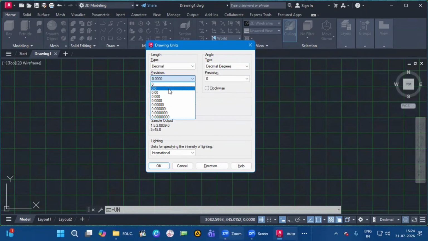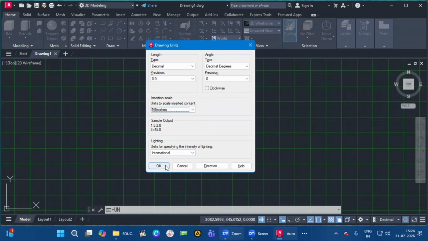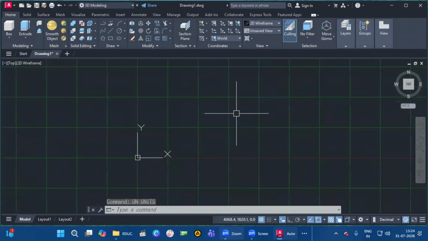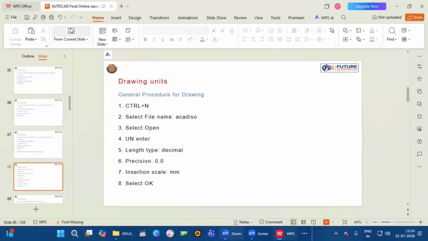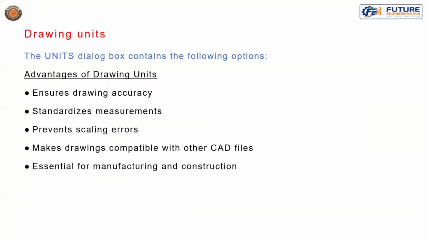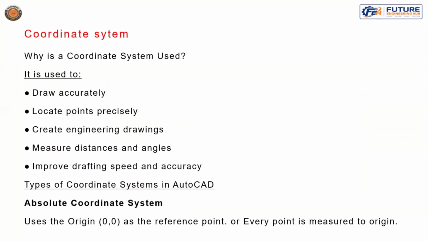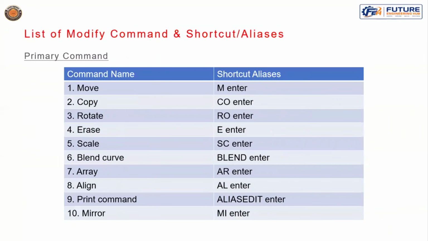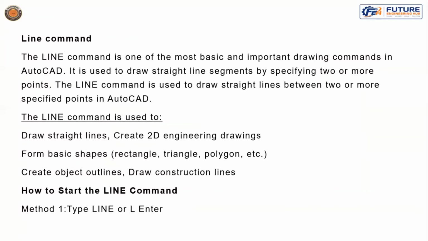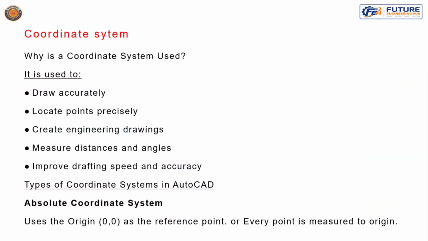Precision 0.0. Unit scale, millimeter, select. Clear up here? Understand? Okay. Completed this one. One minute. Where is the workspace? I will check where is the workspace. One minute.